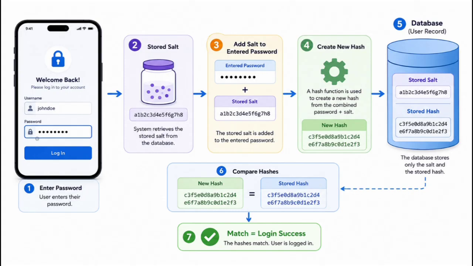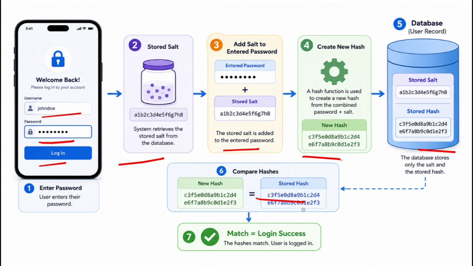So let us review the complete account creation process. Step 1: you create the username and the password and tap the button. Step 2: the system generates a unique random salt for your account. Step 3: the system combines your password with the salt. Step 4: the combined value enters the password hashing process. Step 5: the hashing process creates a new hash and then you store that in the database.